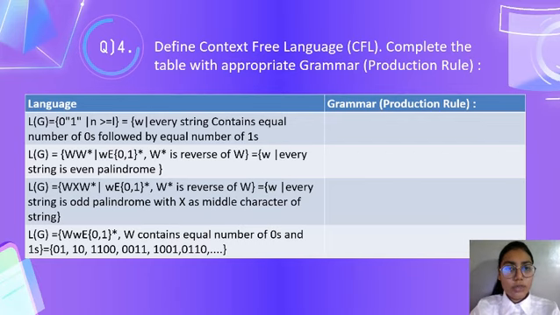This is question 4, which is: define context free language and complete the table with appropriate grammar or production rules. So in this question we have some languages, and we have to find the production rules, or we can say grammar also. So let's come toward the solution for this question.